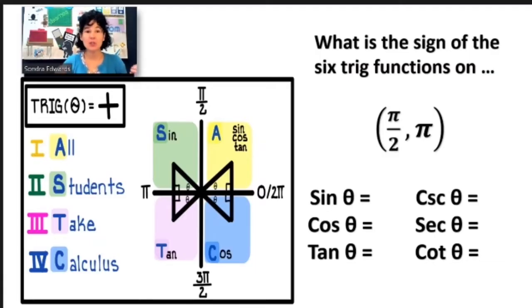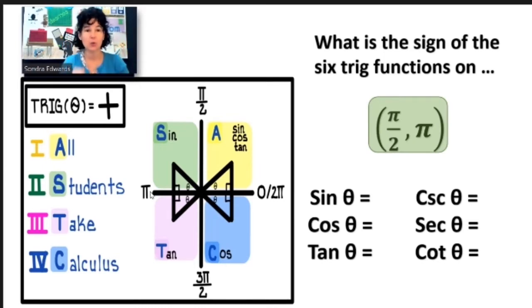Okay, so let's go ahead and do this one really quick to make sure you understand where things are positive and negative. Notice it says, what is the sign of the 6 trig functions on the interval pi over 2 comma pi? Okay, pi over 2 comma pi, again, that is not a coordinate, that is an interval. So it's saying angle measures just after pi over 2 through pi. Pi over 2 is up here, top where 90 degrees would be, through pi. So this is referring to quadrant 2.